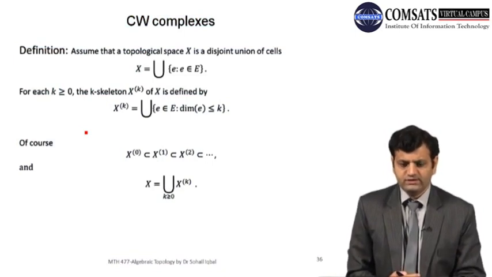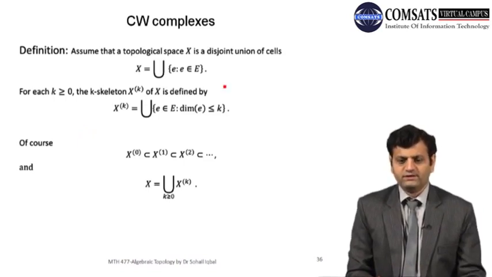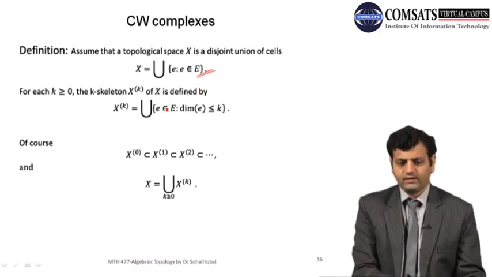So we need another definition. Assume that a topological space X is a disjoint union of cells. Okay, so what is a cell? We have already seen it, and we are not mentioning the dimension of these cells. So these cells could be of any dimension. The point is, this X can be written as a union of those cells.